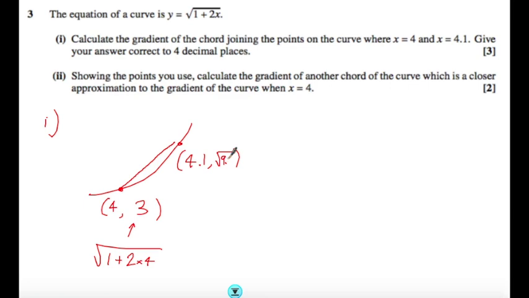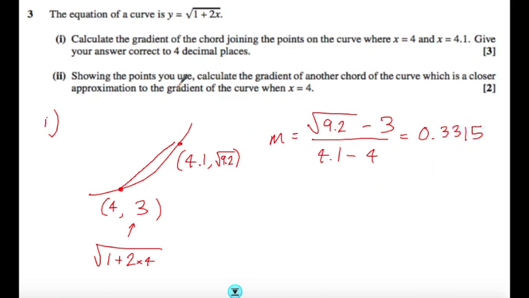And let's leave it like that because that's a nice exact number. So then if we find our gradient, we'll be doing square root of 9.2 minus 3, so that's the change in y, and the change in x is that 0.1. So square root of 9.2 minus 3 over 0.1 is 0.3315.